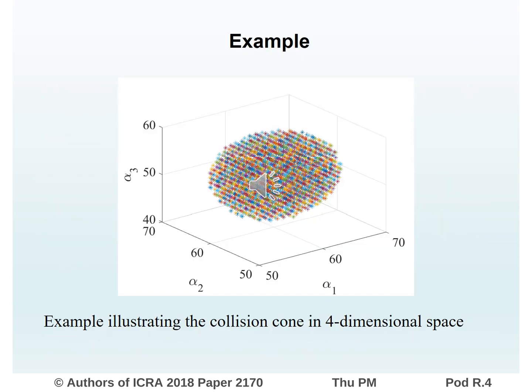This is a picture of a four-dimensional collision cone. The three coordinate axes are basically the set of heading angles that would lead an object A to collide with a hyperspheroid which is moving in four-dimensional space.